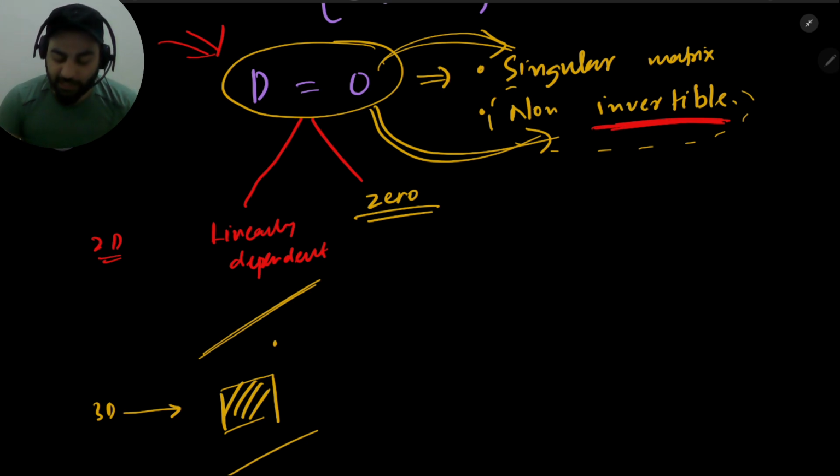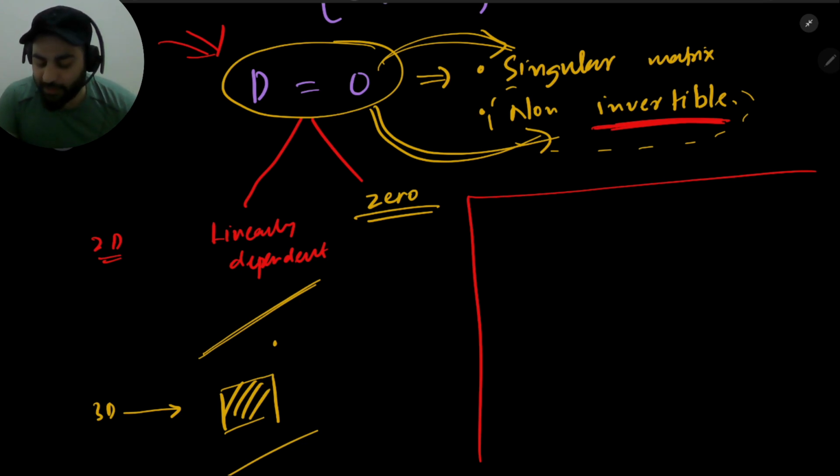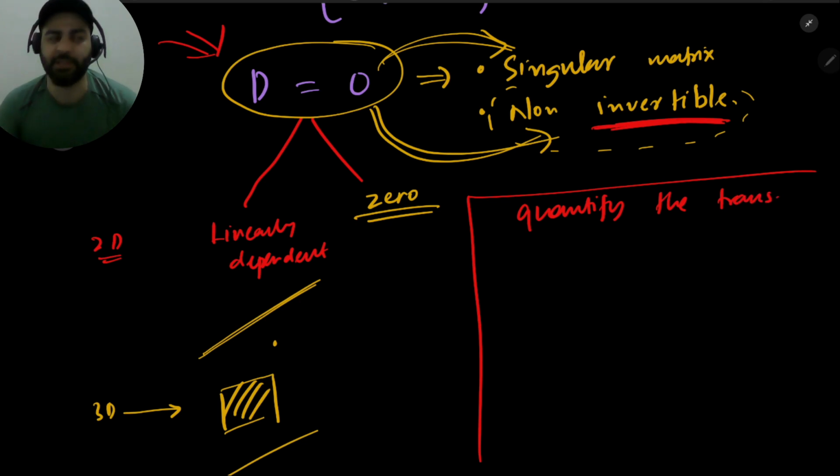Just for your convenience, to reiterate, determinants quantify the transformations, what happened because of the transformation, how much the stretch was, or how much the squish was within the space. And the second thing is, we can compute the inverse of only those matrices whose determinant is not 0, and we'll get to know the intuition why these matrices are non-invertible. Is the determinant clear? Can I move ahead?